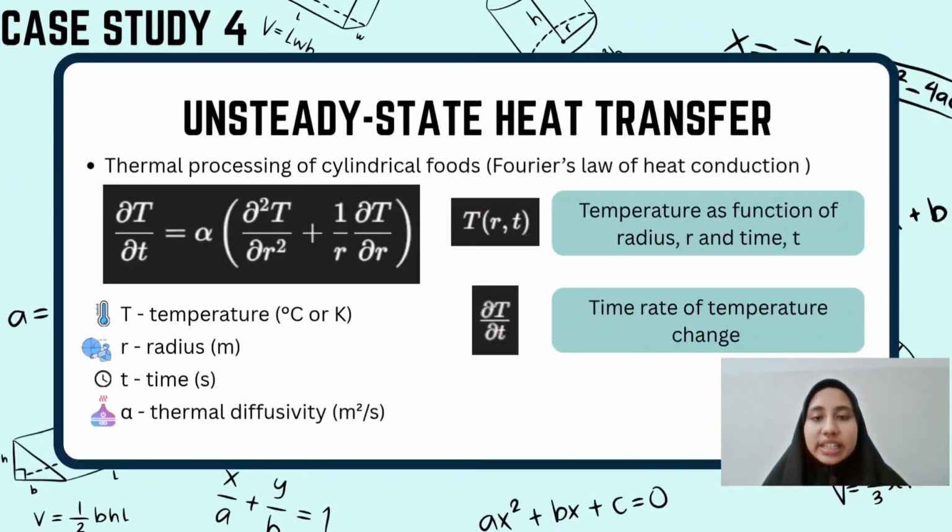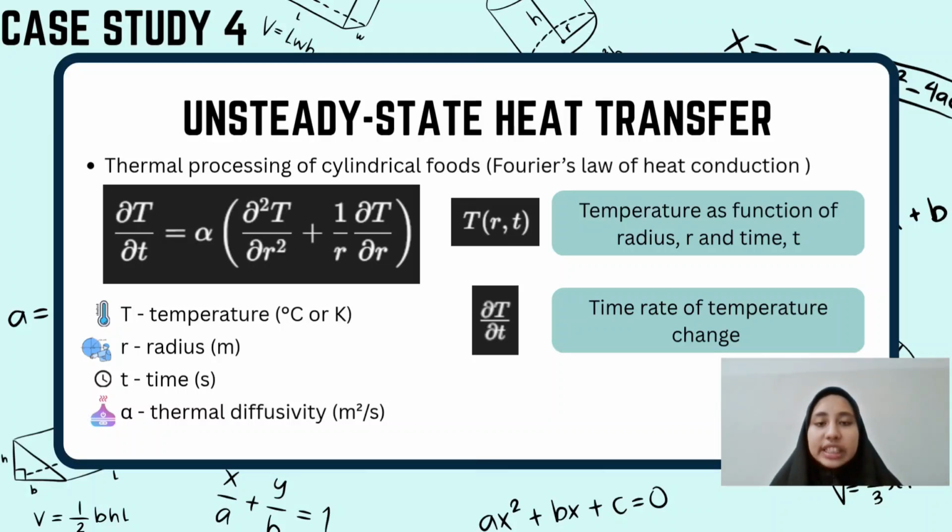The next case study is about unsteady state heat transfer. The equation describes how temperature inside a cylinder, like a sausage or canned food, changes with time and position, as a radius, due to heat conduction. It comes from applying Fourier's law of heat conduction and energy conservation to a small cylinder element of the food.